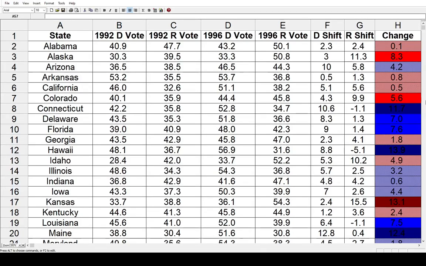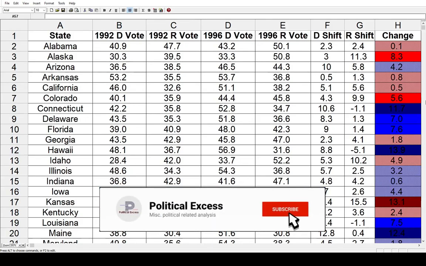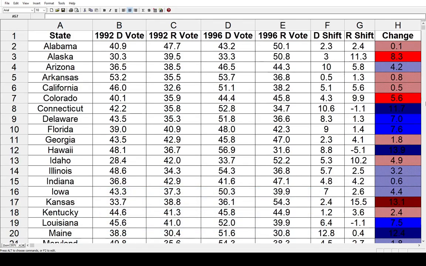Hi, everybody. Today we're going to take a look at the presidential shifts between 1992 and 1996. So I have my usual spreadsheet here, but let's see how Bill Clinton did during his second run compared to his first. Now, in his second run in 96, Ross Perot, the third-party candidate, did run again, but his popular vote share went from about 19% down to a little over 8%, so a lot of his vote will be distributed to the other candidates.